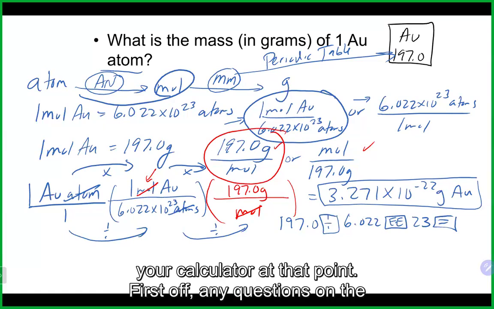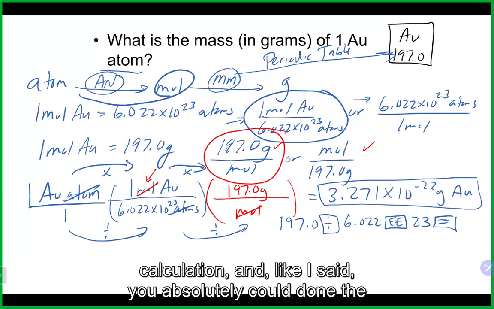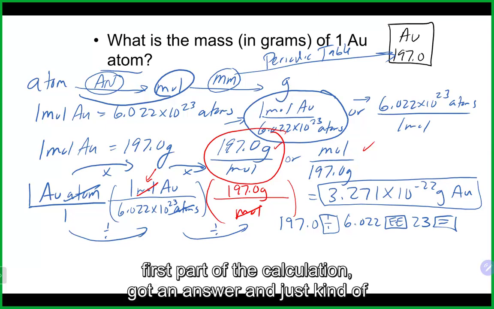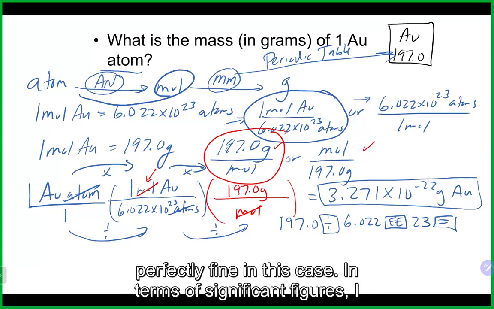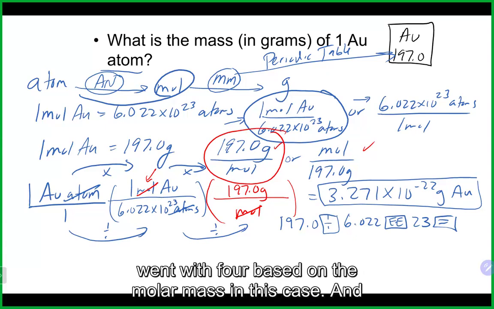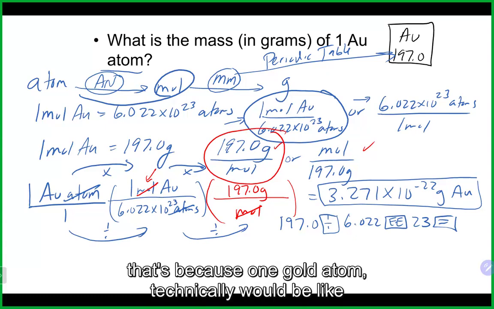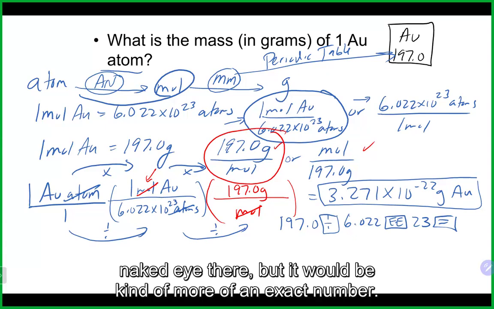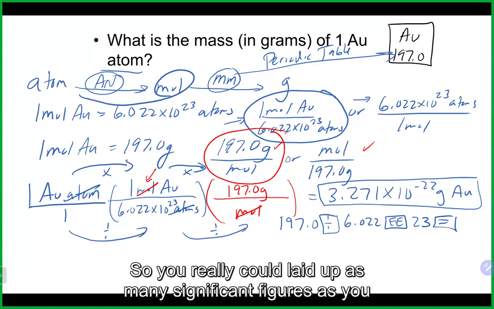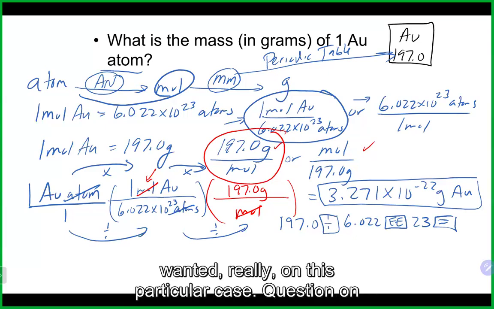First off, any questions on the calculation? Like I said, you absolutely could have done the first part of the calculation, got an answer, and then set it up again for the second part and gotten an answer; that is perfectly fine. In terms of significant figures, I went with 4 based on the molar mass. That's because 1 gold atom is something you would count, even though you really can't by your naked eye, so it would be an exact number. You really could have used as many significant figures as you wanted in this particular case.